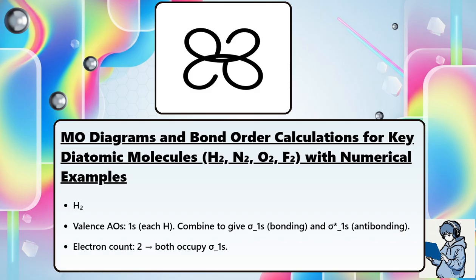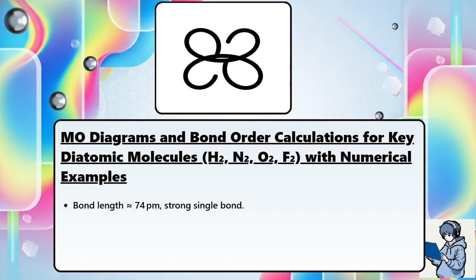Electron count 2, both occupy sigma 1s. BO equals (2 minus 0) divided by 2 equals 1. Bond length approximately 74 picometers, a strong single bond.